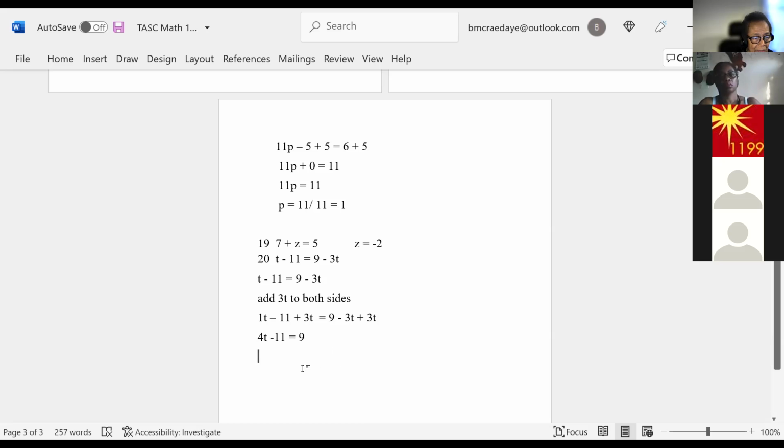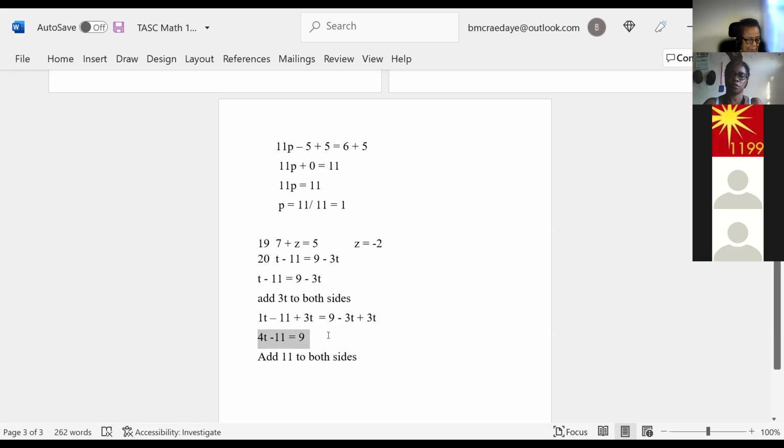Remember, that's a minus 11. That's subtraction. What's the opposite of subtracting? If you subtract, you add. Okay, so what do I add? Add 11 to both sides. All right, so let's do that. Add the 11 on the left and add it on the right.